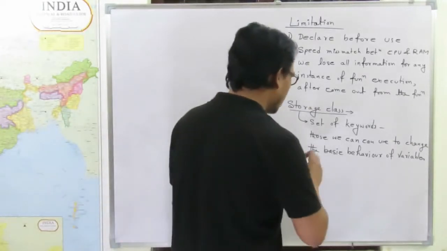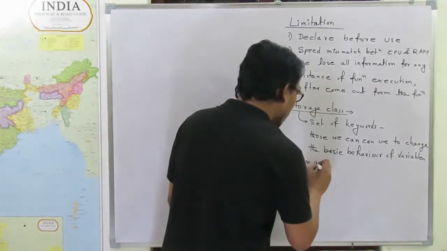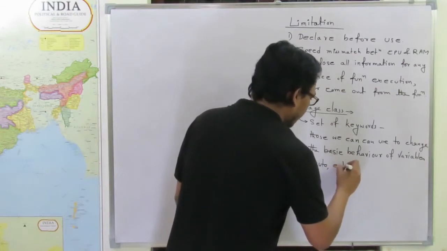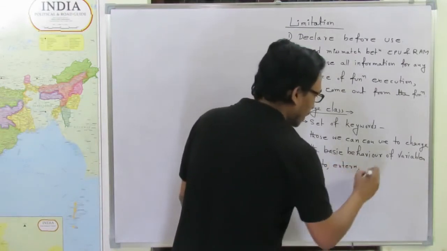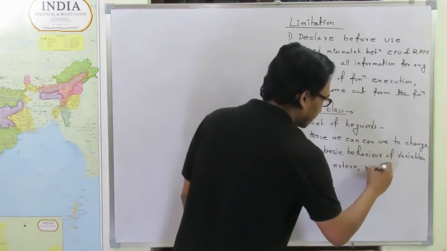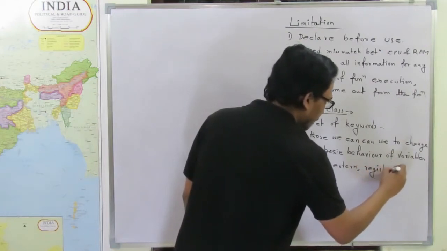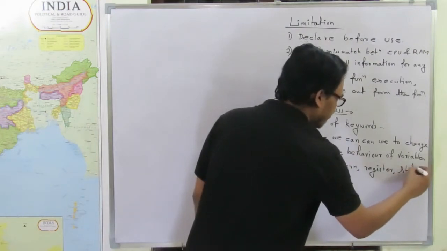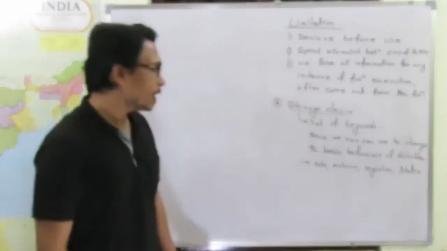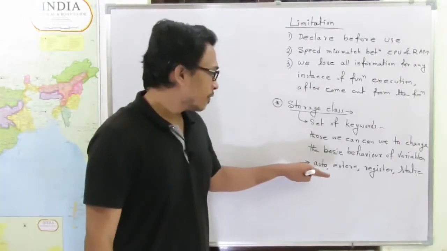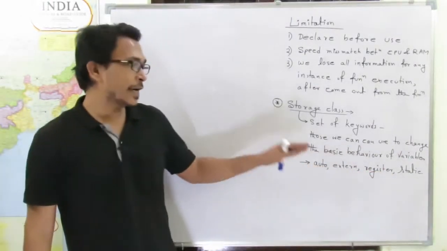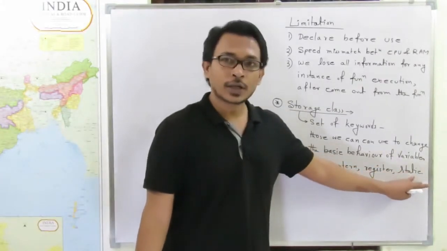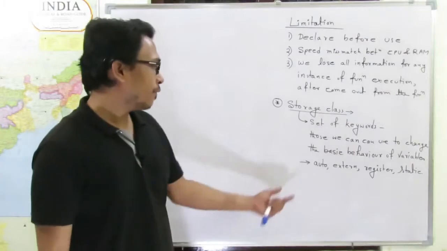What are those keywords? The first keyword is auto, the second one is extern, the third one is register, and the fourth one is static. Now in this class we will learn the first 3 storage classes, and in the next class we will learn the static storage class. So what is the first one?